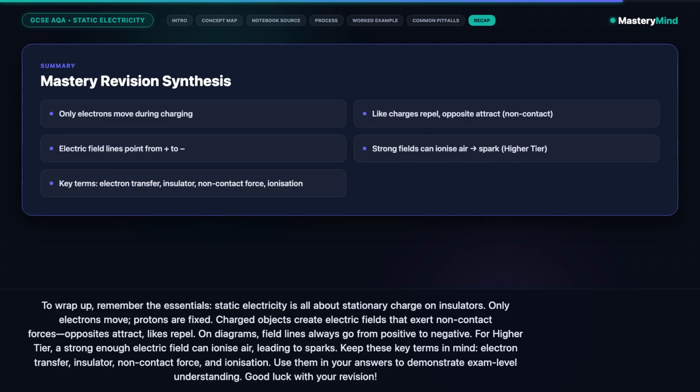Charged objects create electric fields that exert non-contact forces, opposites attract, likes repel. On diagrams, field lines always go from positive to negative. For higher tier, a strong enough electric field can ionize air, leading to sparks. Keep these key terms in mind: electron transfer, insulator, non-contact force, and ionization.